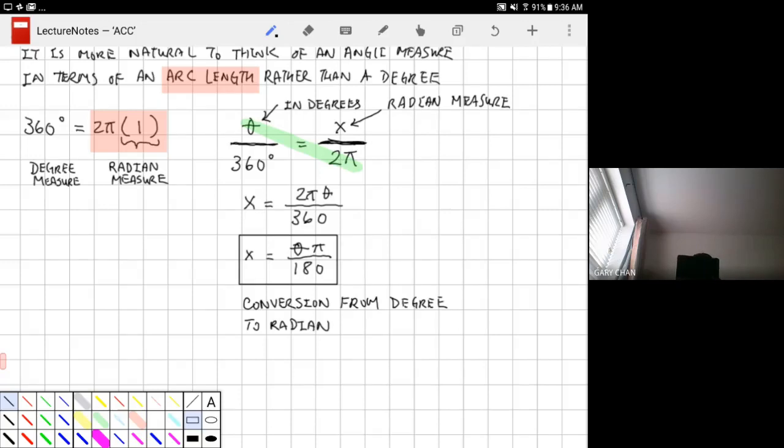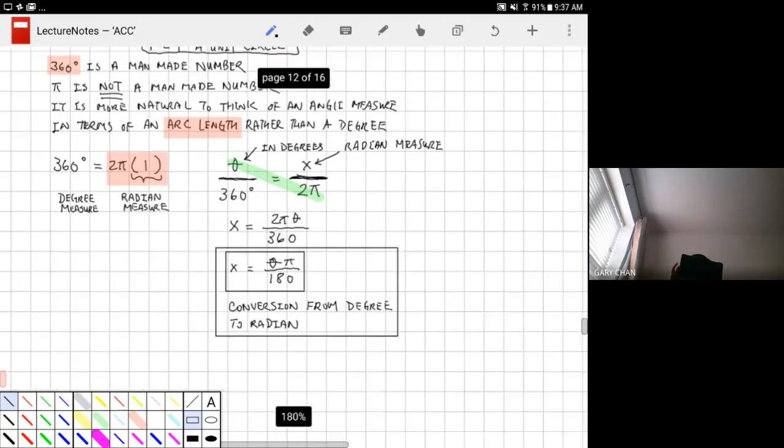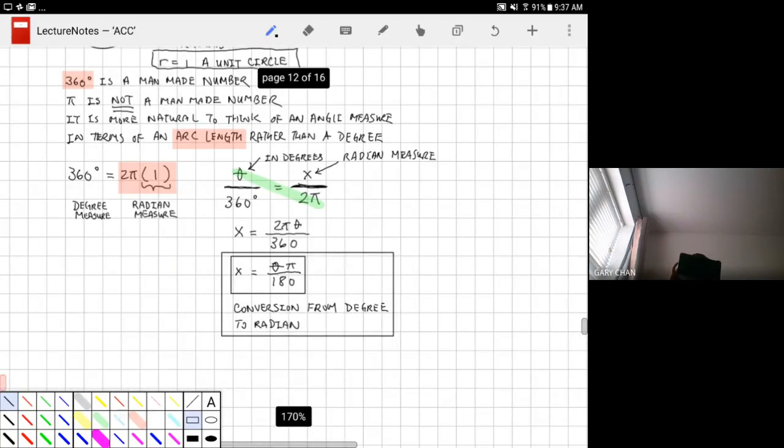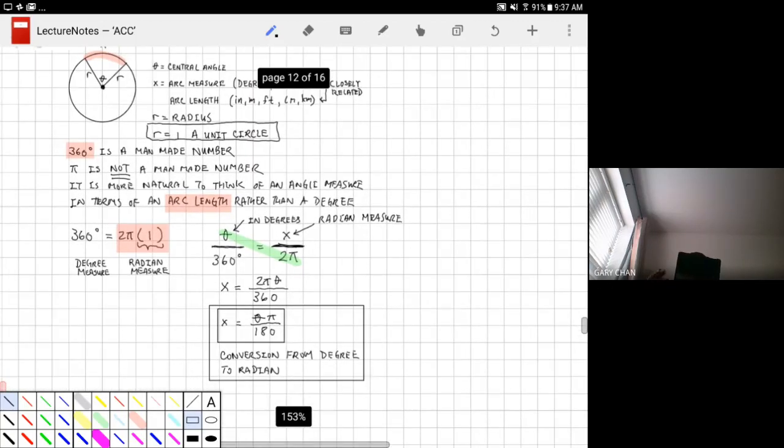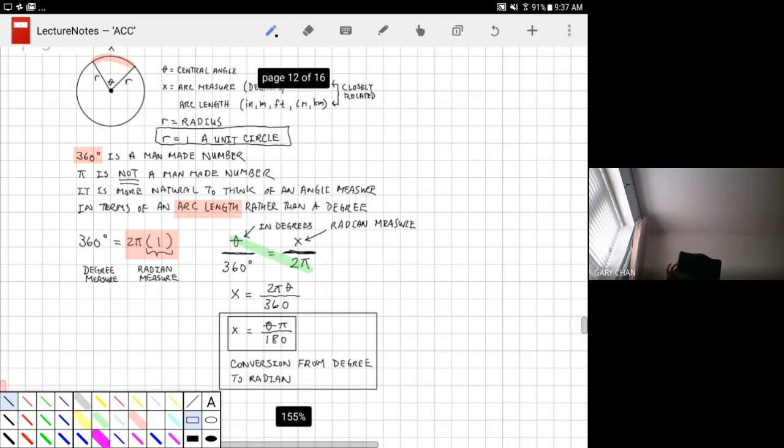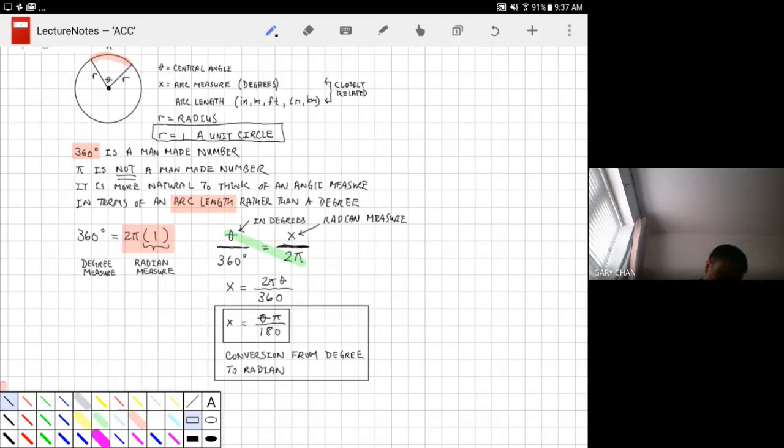Again, this concept does not feel natural to you because you were brought up ever since grade school with the concept of a degree measure, that an angle is measured in degrees. It's not quite so. This concept of a degree measure is man-made, and it is way more natural to think of an angle measure in terms of the radian measure. Anyway, that's the notes.